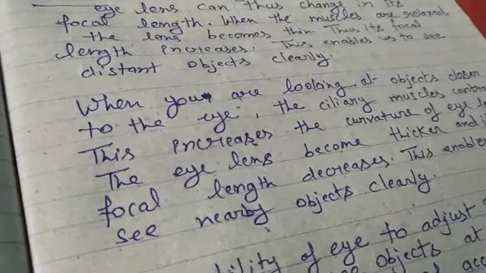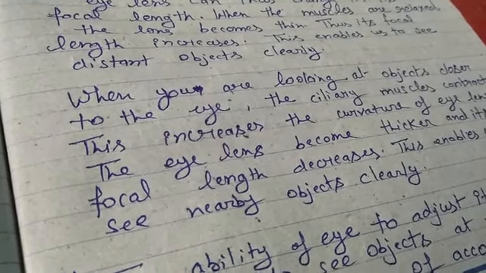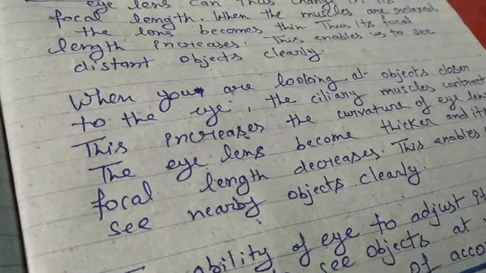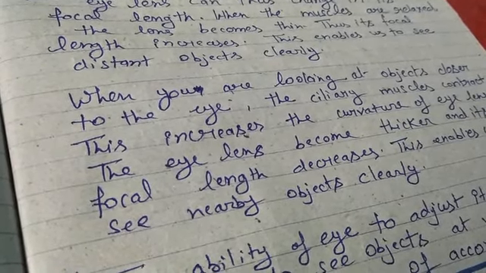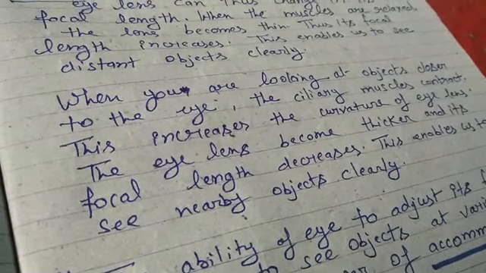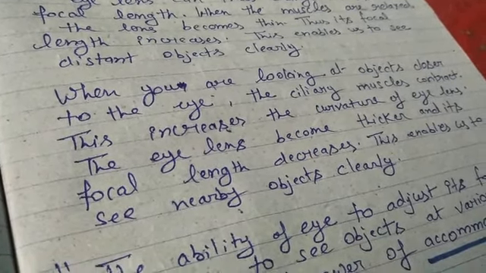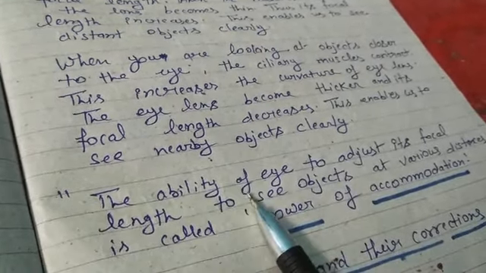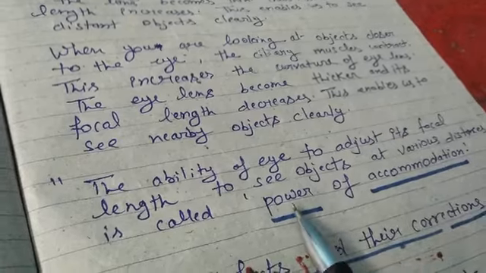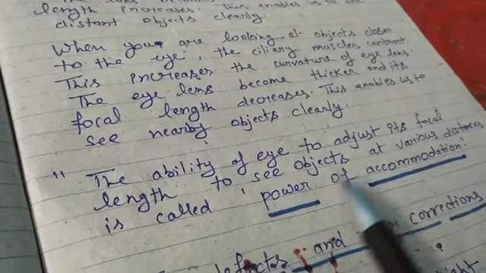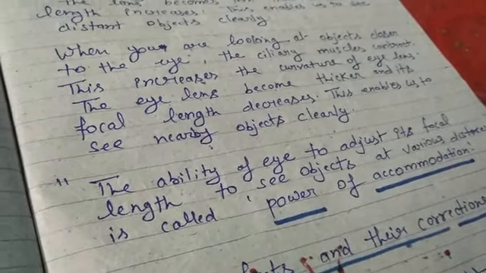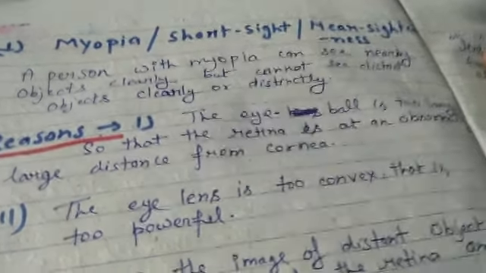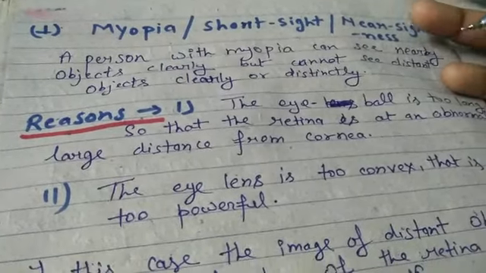The ciliary muscles contract, and this increases the curvature of the eye lens. The eye lens becomes thicker and its focal length decreases. This enables us to see nearby objects clearly. Now, the ability of the eye to adjust its focal length to see objects at various distances is called power of accommodation. Now, after this we will see some eye defects and their corrections.